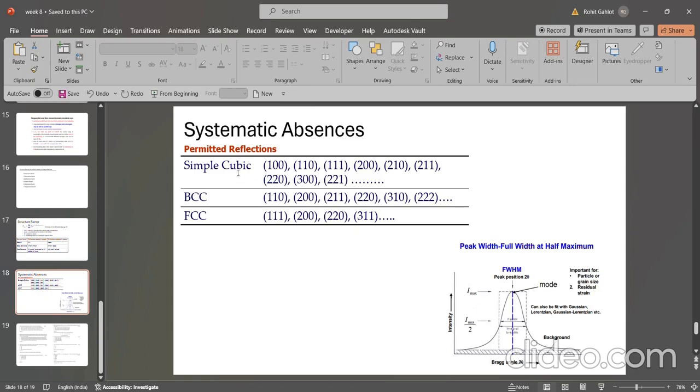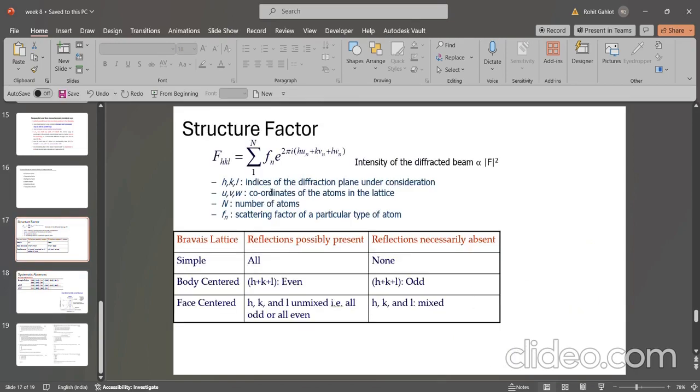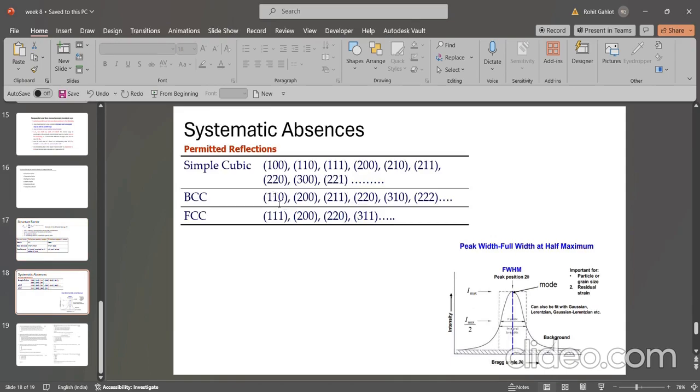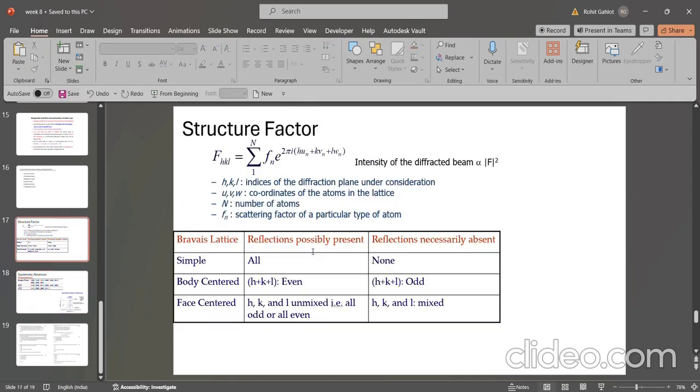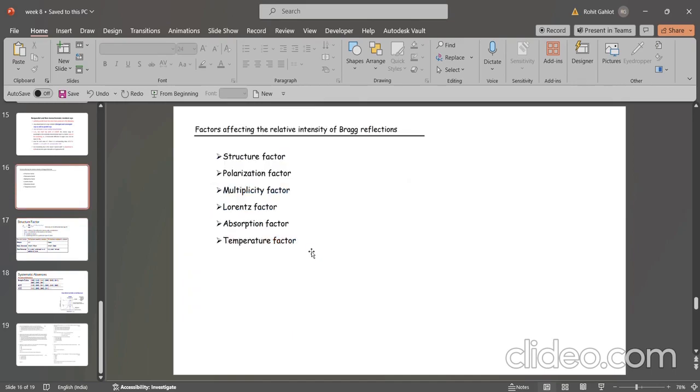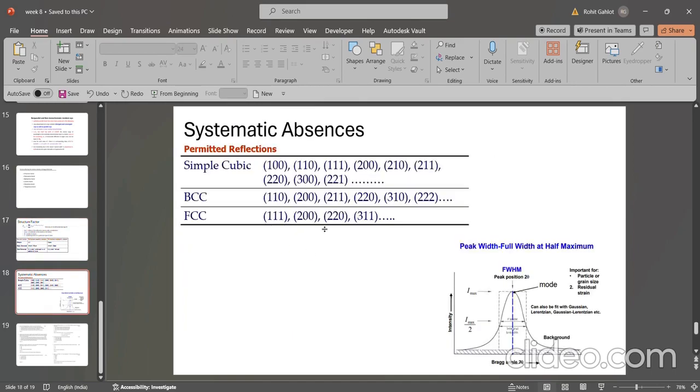So permitted reflections. For the simple cubic, 100, 110, 111, 200, 210 and so on, if we see, all will be present. And for the BCC, the sum should be even. So 1 plus 1 is 2, and 2, and this is 4. So these will be present. And for the FCC, h, k and l should be unmixed, that is all odd or all even. So here all are odd, here all are even, all are even, all are odd. So these will be present.